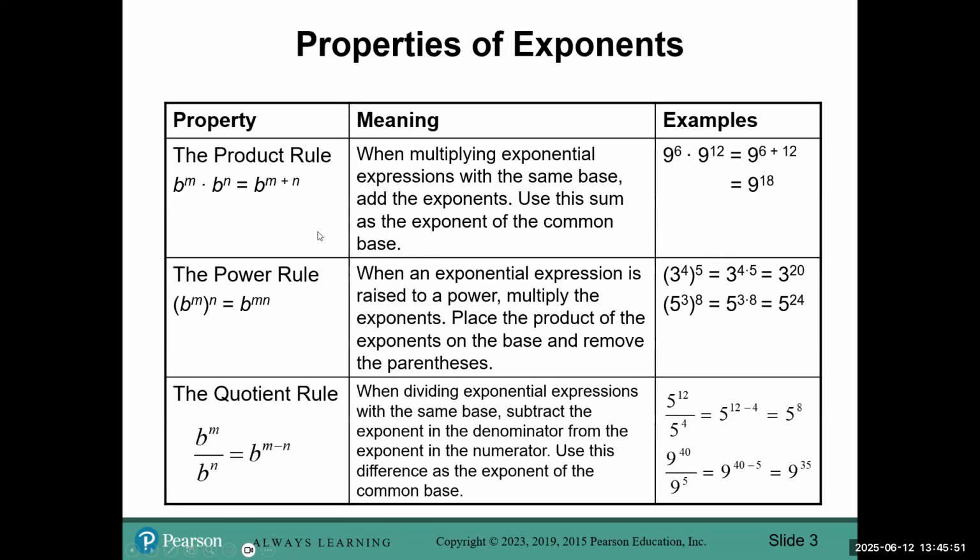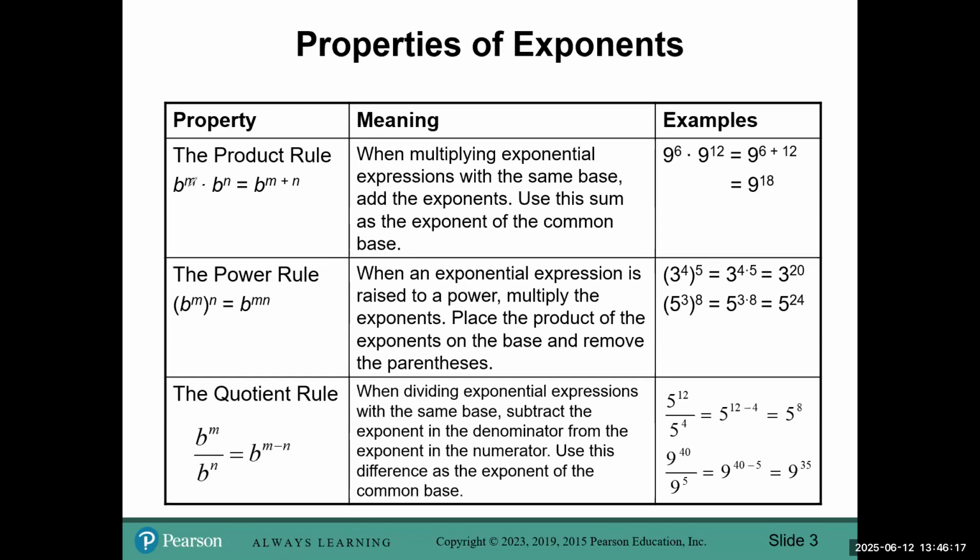The properties of exponents that you want to make sure you understand are on this slide and on the next slide. And I think it's helpful to look at the examples to understand why these work the way that they do. Another thing that helps, when I was first learning this, was to write out an example to see why this is true.